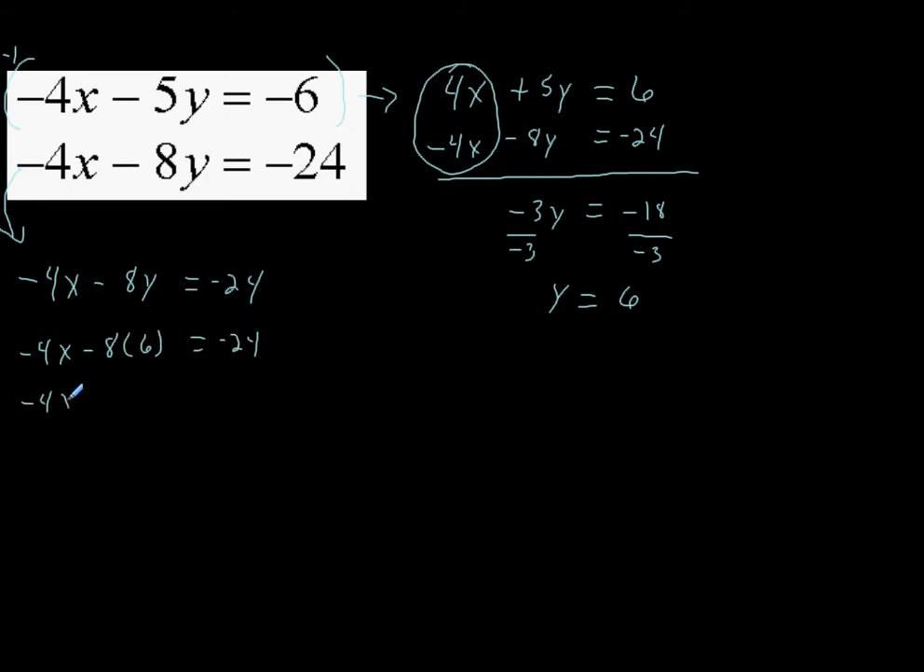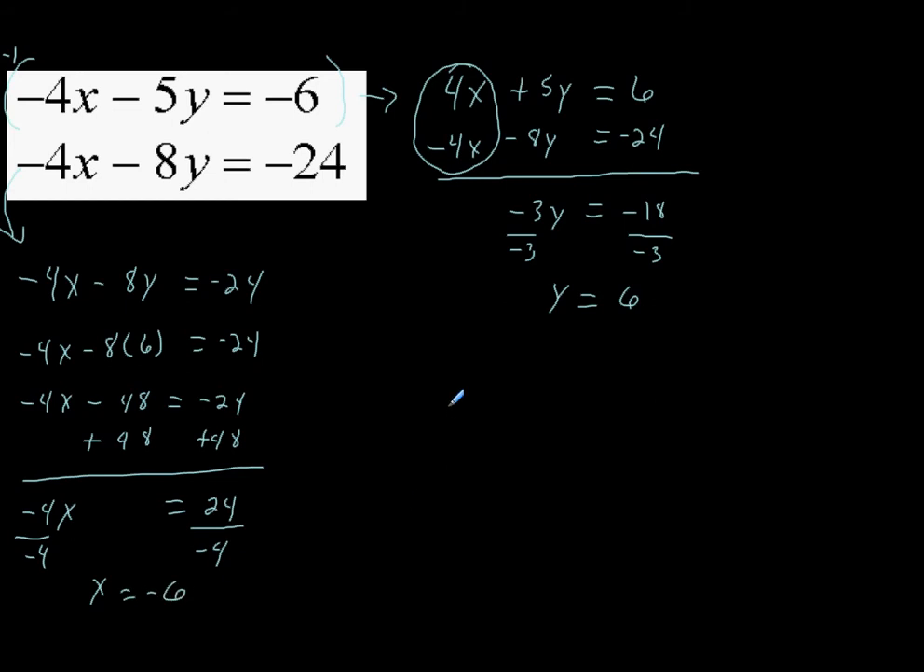Okay, negative 4x, see here, minus 8 times 6 is 48, equals a negative 24. Now, add 48 to both sides. You get negative 4x is equal to 24. Divide both sides by 4. X then is equal to a negative 6. So, our intersection point is negative 6, comma 6.